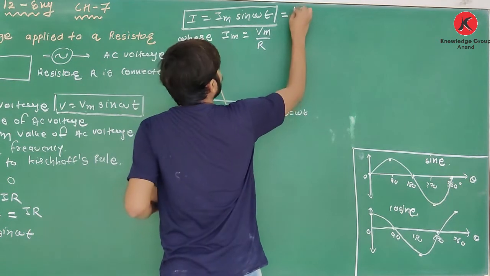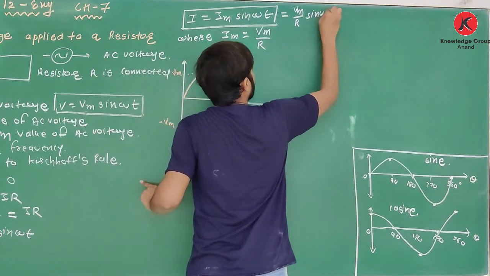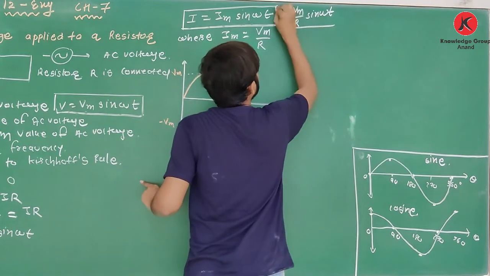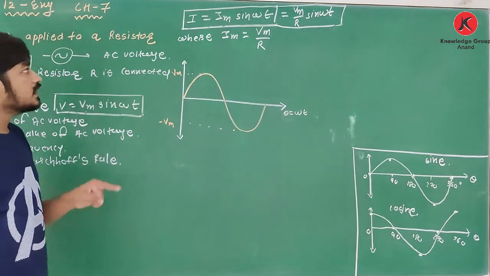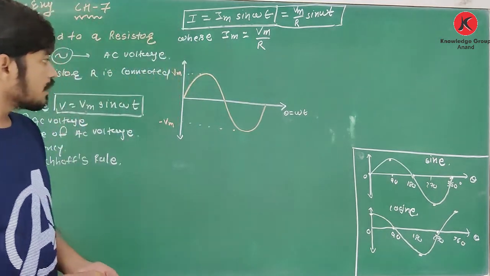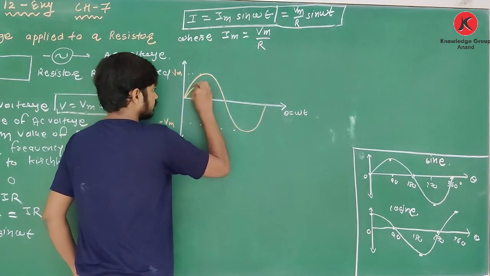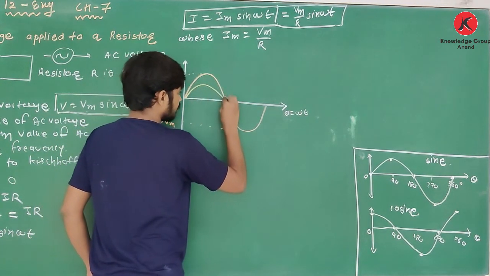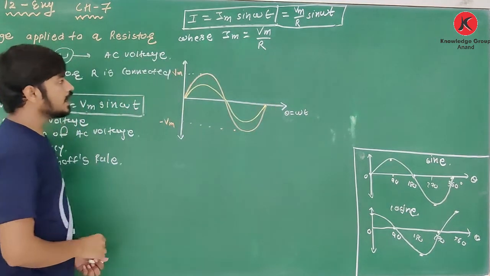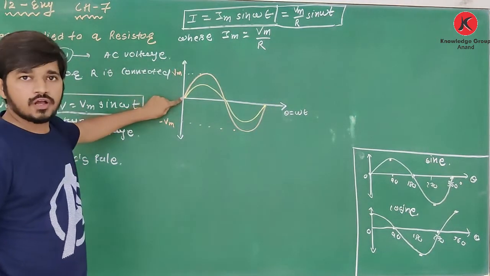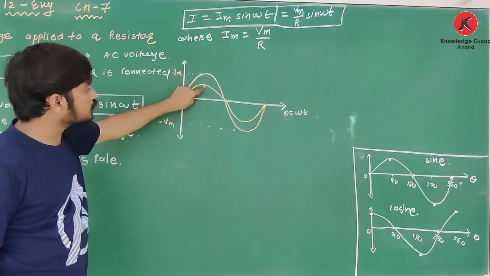Now I is equal to Im sine omega t, or I is equal to Vm upon R sine omega t. Yes, current is also a function of sine. Then how to draw its graph? Its graph is like this. When voltage is 0, current is also 0. When voltage is maximum, current is also maximum.